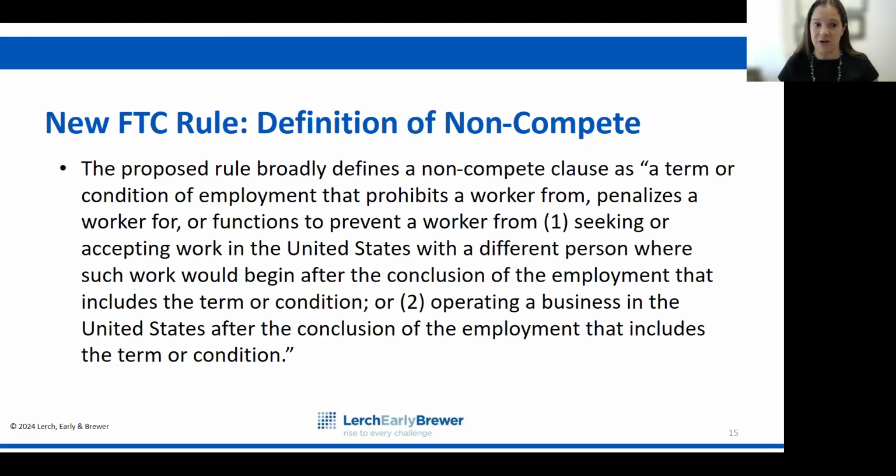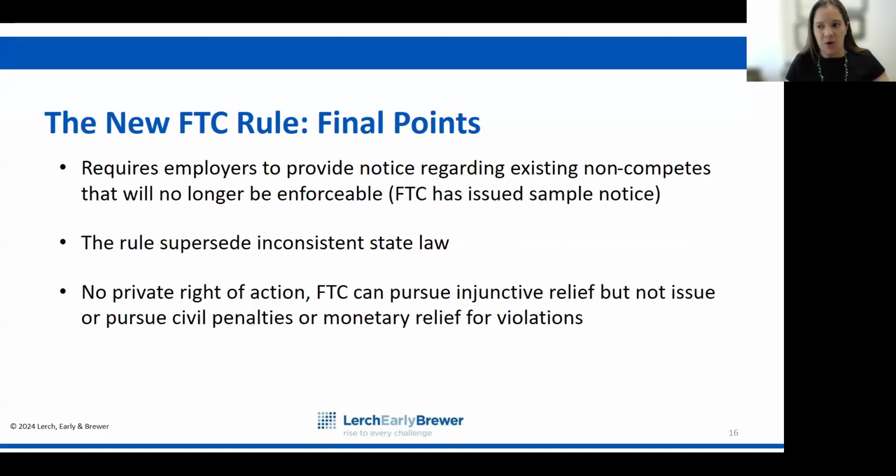So really we're not just looking at what the title of the clause is or what the title of the agreement is, but really how it's functioning. Is it functionally prohibiting someone from going to work elsewhere, or from going to start a business elsewhere? So a few final points on the FTC rules. The FTC rules do require notice for employees who have existing non-competes that it will no longer be enforceable. So this would occur again if the FTC rules go into effect in 120 days, end of August.